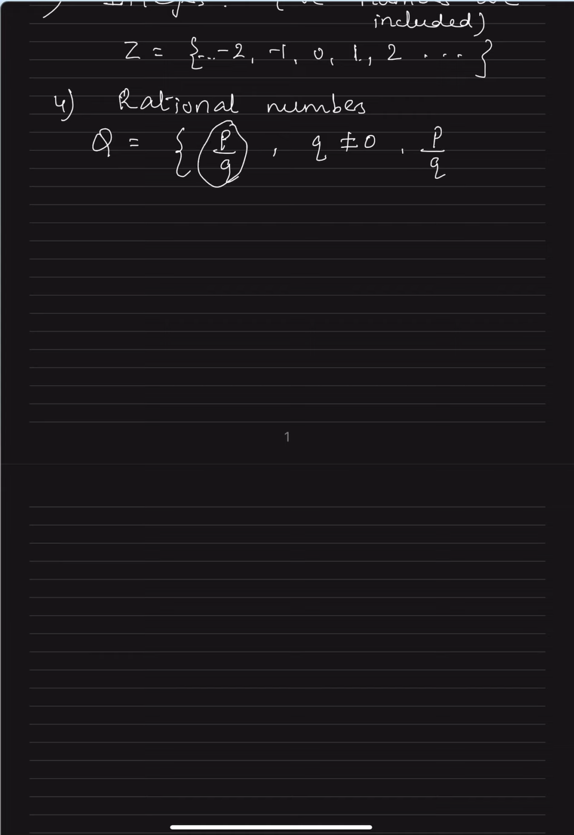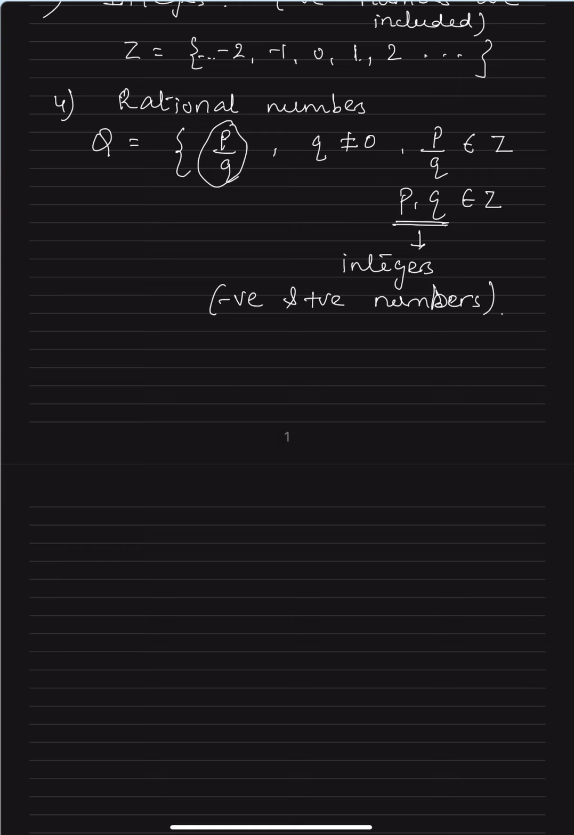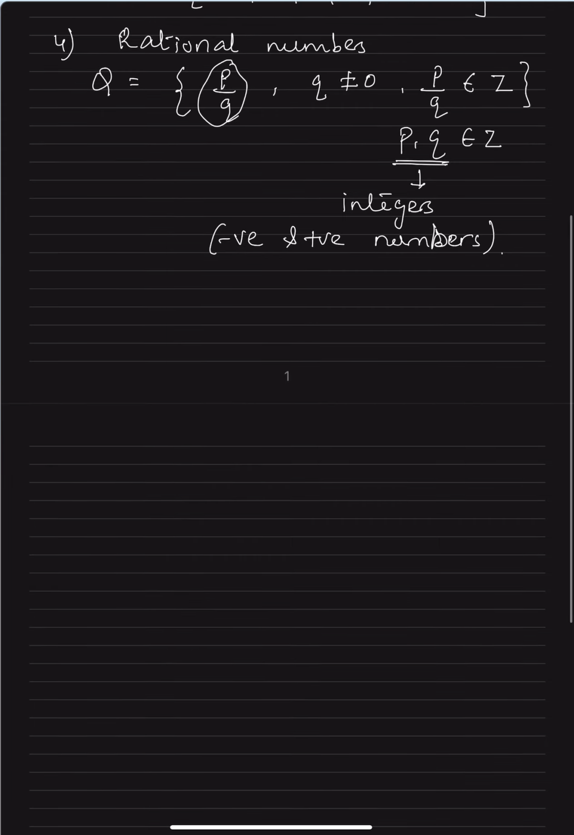So, these belong to which family? P upon Q, where P and Q belong to Z. That means P and Q are integers. So, P and Q may have all negative and positive numbers. They can have negative numbers also and positive numbers also. So this is called the definition of a rational number. Very easy it is, that all the integers are there but they come in the form of P upon Q.